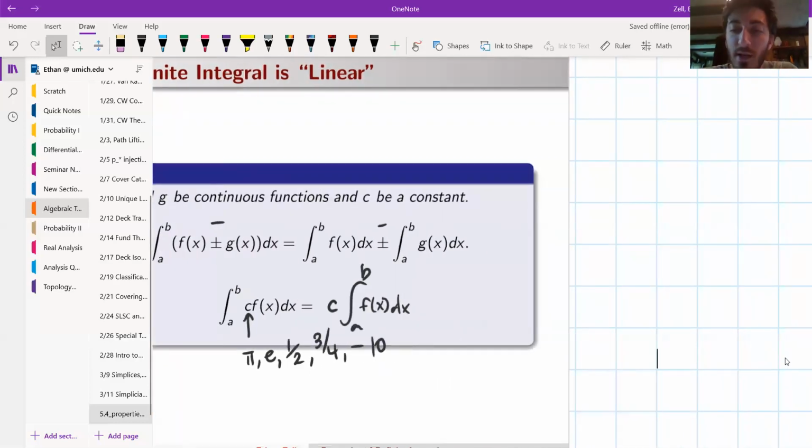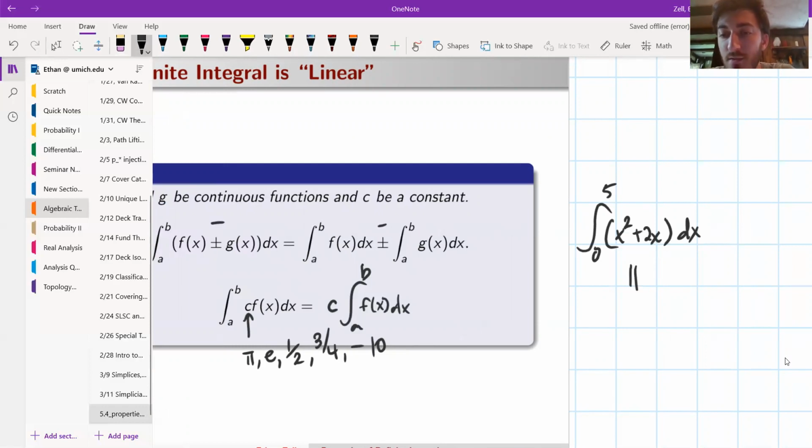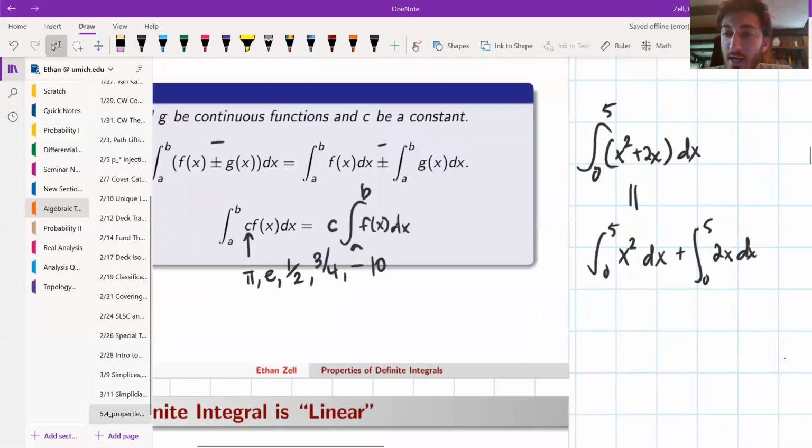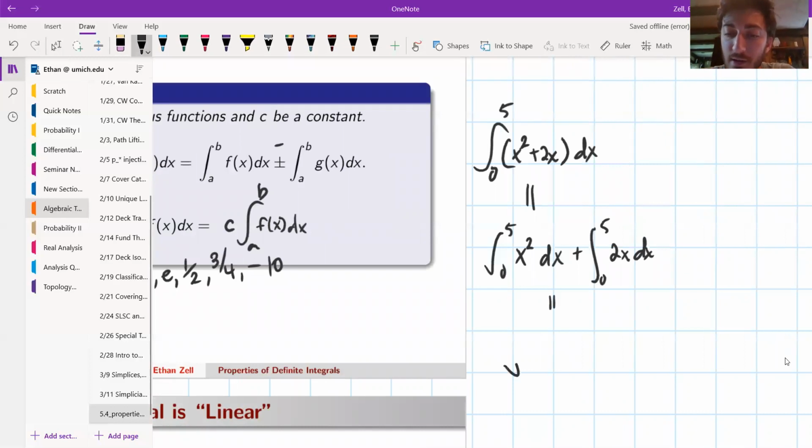So if you wanted to integrate something like the integral from 0 to 5 of x squared plus x, or maybe even x squared plus 2x, this property tells you that you can separate things: the integral from 0 to 5 of x squared dx, and from 0 to 5 again of 2x dx. And then I can do another step and make my life even easier. I can go 0 to 5, x squared dx. And then I can actually bring the 2 out as well.